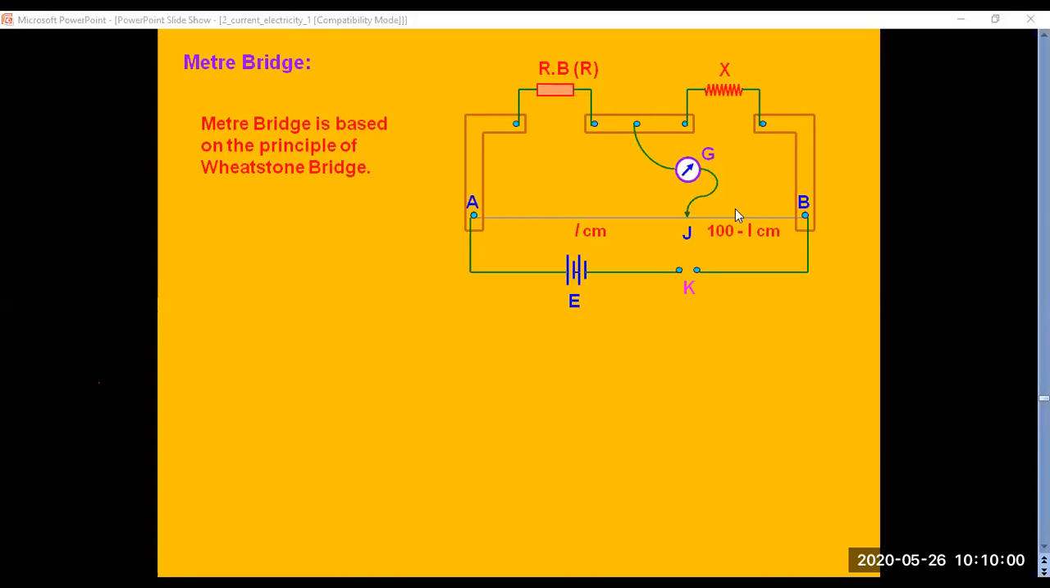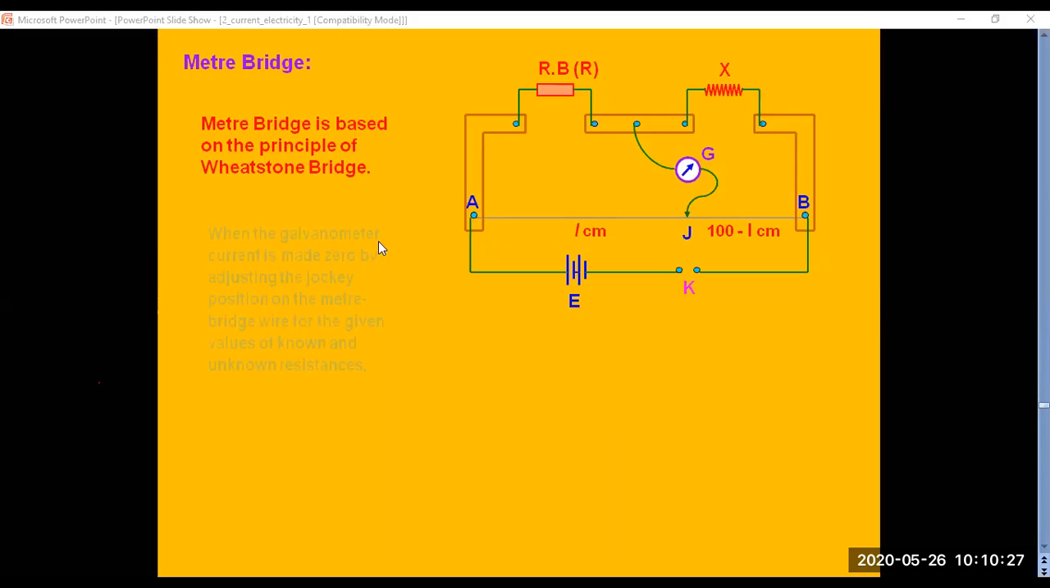Second trial. First time in the resistance box, I took out 1 ohm. Second time, you should take out 2 ohms. Repeat the same. Keep it at A, keep moving it. You will get a point J where the galvanometer shows 0. The distance from A to J will be l. From J to B, it will be 100 minus l. Third trial, you remove 3 ohms. Like that, for different resistances, we will be finding the different balancing lengths.